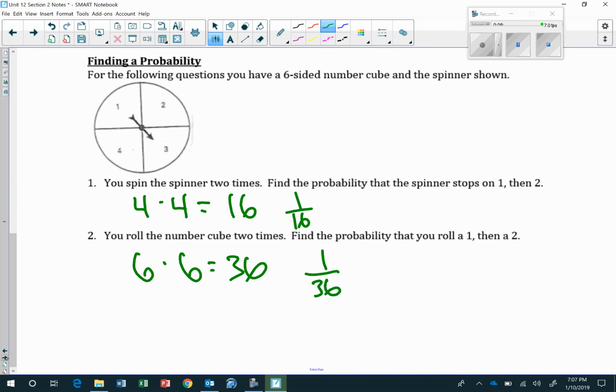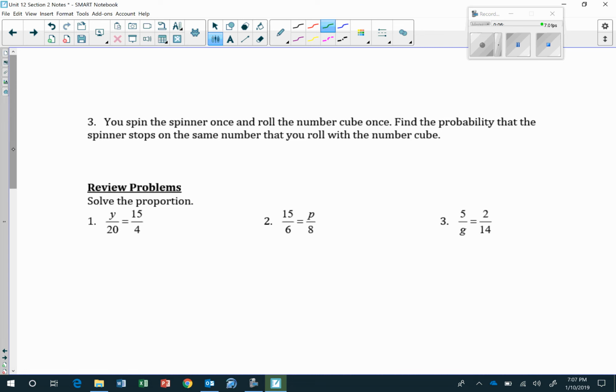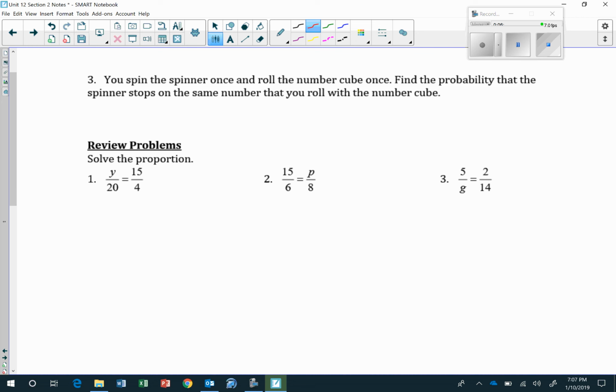So on the front page of your notes, but on the back side of the video, or maybe it might be the back side on your notes, there's one more question that goes with this. It says you spin the spinner once and roll the number cube once. Find the probability the spinner stops on the same number that you roll with the number cube. So I spin my spinner, there's 4 possibilities. I roll my number cube, there's 6 possibilities. So that's 24 total possibilities. So my probability would be 1 over 24.